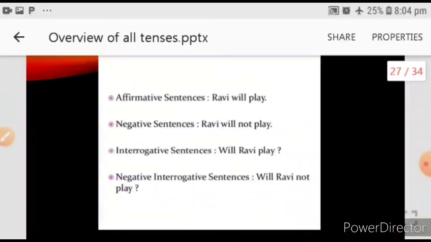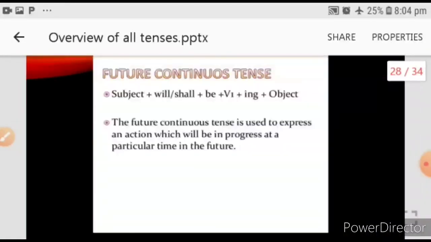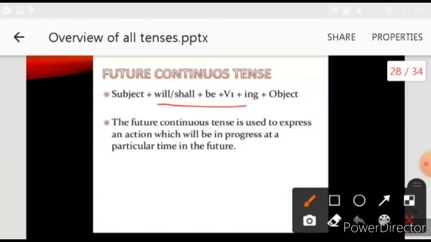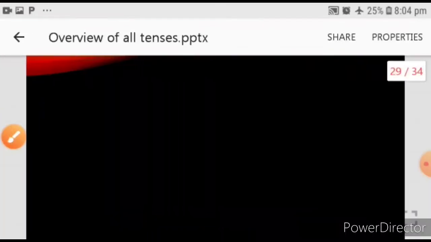Now, future continuous tense, you're going to use will be and shall be. Now look at just the formula. The will be over there, you have used only will or shall. Now here you're going to use will be or shall be plus first form of verb and ing and the object. Okay. Now again, I will be playing, I will not be playing, the general examples.